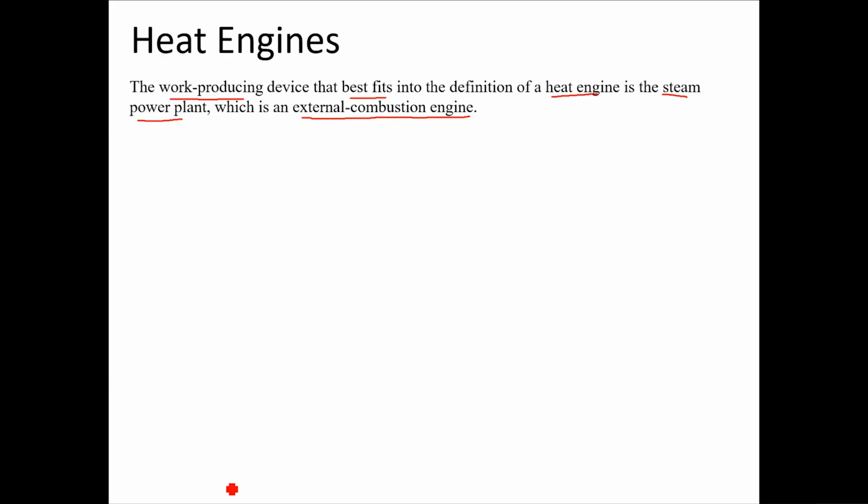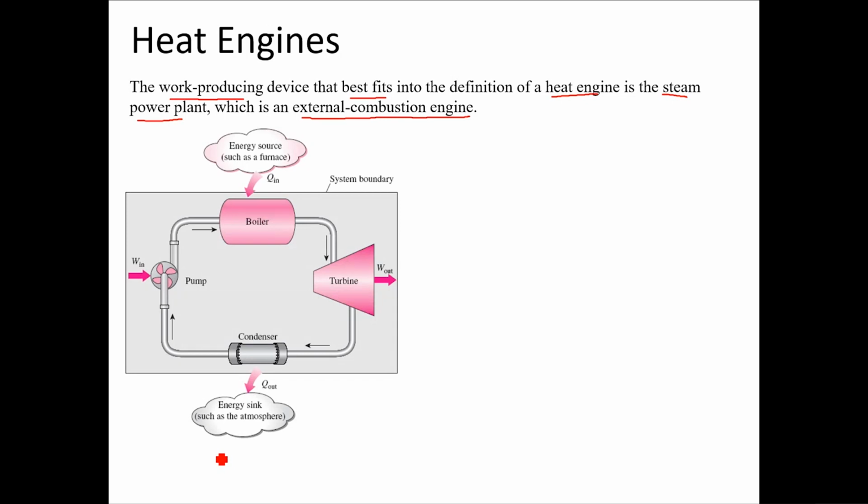Now, the IC engine or the gasoline engine, automotive engines, they are internal combustion engines. That means the combustion is taking place within the chamber or within the piston cylinder assembly. However, steam power plants are external combustion engines. That means combustion or heat generation is taking place outside the system. I'll show you how.